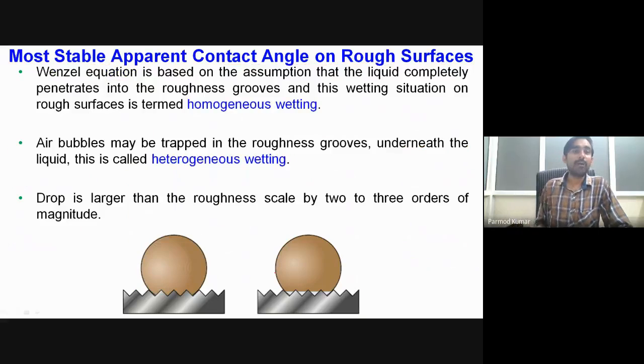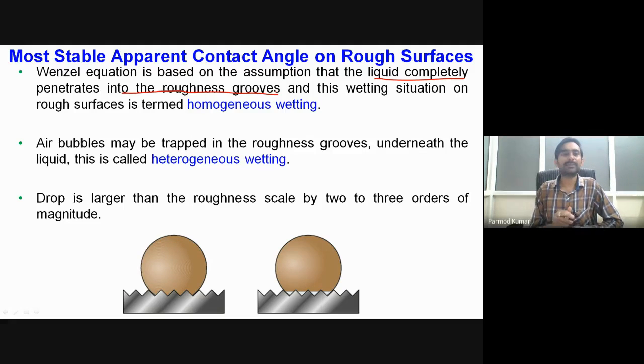Now, from this Wenzel concept only, we have come up with something further. I have told you the Wenzel equation, but what is the basic assumption on which this equation is derived? The Wenzel equation is based on the assumption that the liquid is completely penetrating into the roughness grooves. So our contact area between the liquid and solid is increasing, and r is the measure of that increase of contact area in comparison to a perfectly smooth surface.